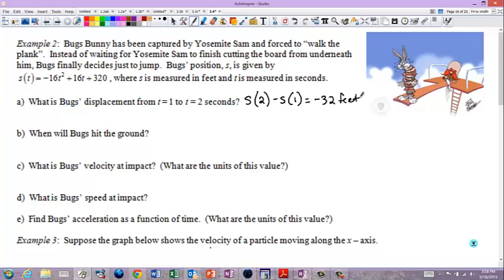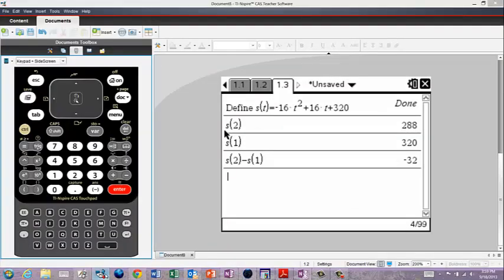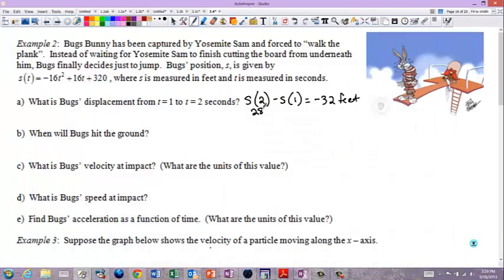Because what have I done? When I find S of 2, I'm finding his position at 2 seconds, which was 288 feet. And at 1 second it was 320 feet. So he fell 32 feet, because at 1 second he was at 320, and then he fell some more, and now he's at 288. So he fell 32 feet, so that's his displacement. The negative means that he fell.